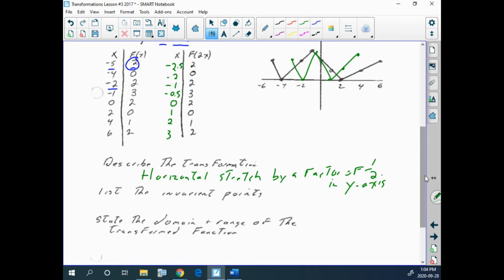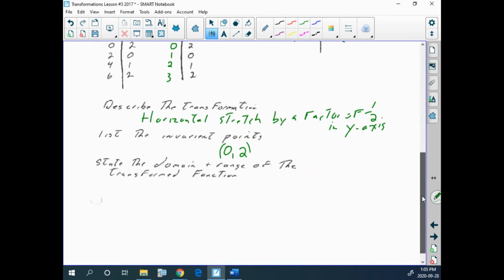So we have a horizontal stretch by a factor of 1/2 in the y-axis. The graph gets smaller by a factor of 1/2. Again, that 1/2 is the reciprocal of 2. The only invariant point that we have is (0, 2). The domain is now -2.5 to 3 inclusive. And the range stays 0 to 3 because we didn't change anything vertically there.